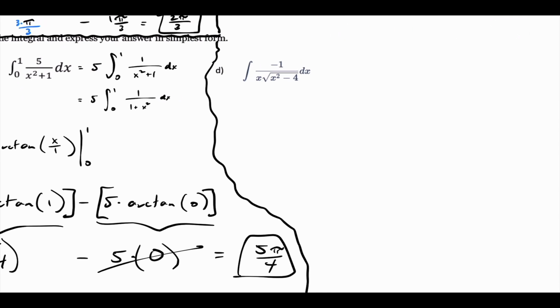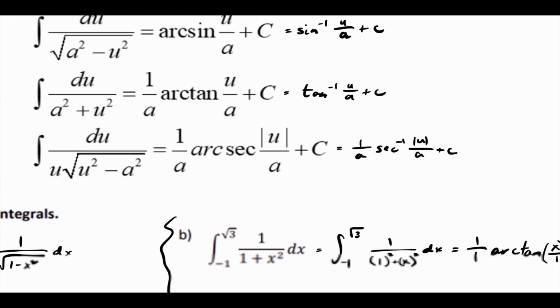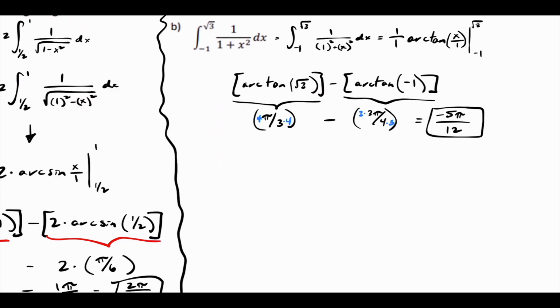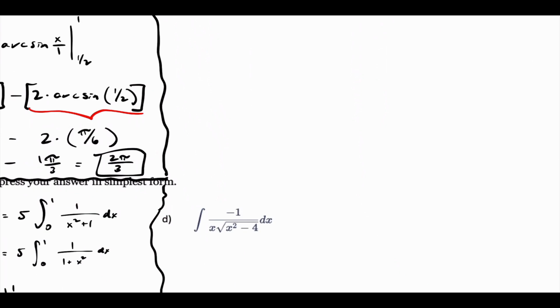Okay, so letter D doesn't have any bounds. It does not have any bounds, so we're going to give that one a plus C. That one matches the last one we haven't done, arcsecant. You see that U's in front, so U is going to be X, A is going to be 4.